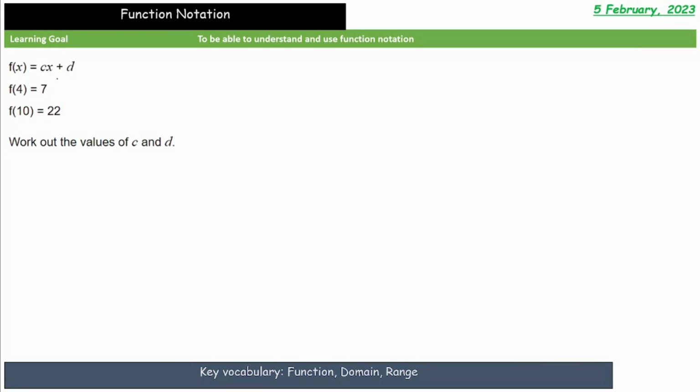So here, it tells us our function, f of x, that's how we say that, so f of x, that's the name of our function, is equal to cx plus d. So they're the unknown coefficient of x and our unknown constant here. But what it does tell us is it gives us two pieces of information. It tells us when our input is 4, our output is 7. Okay, so that's how we could write that.